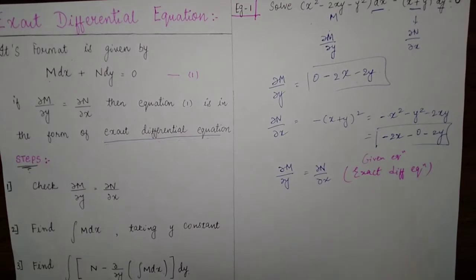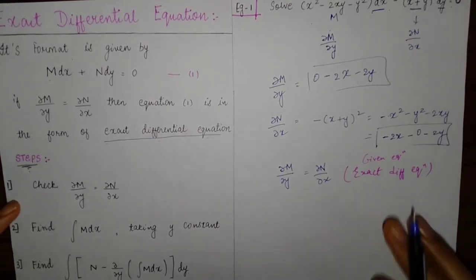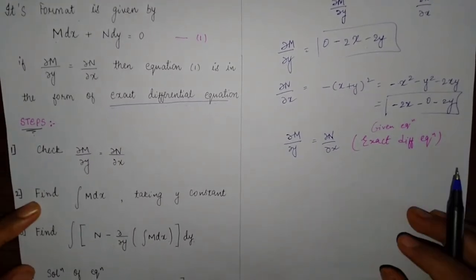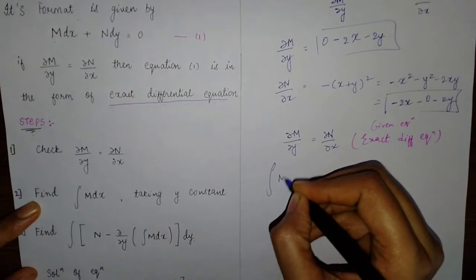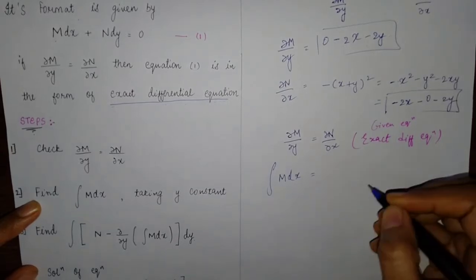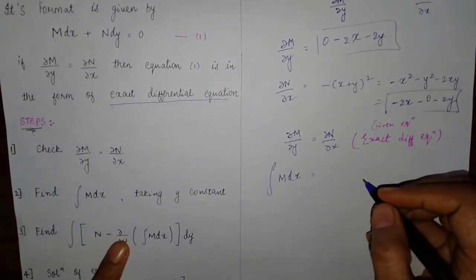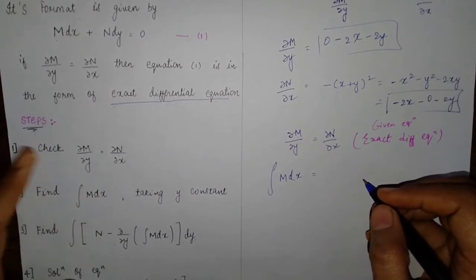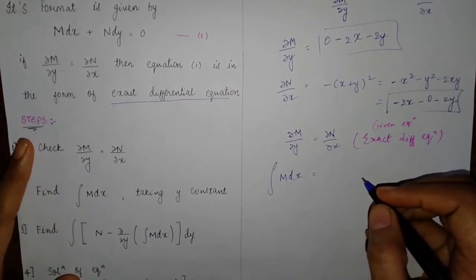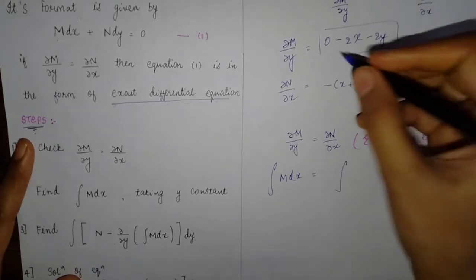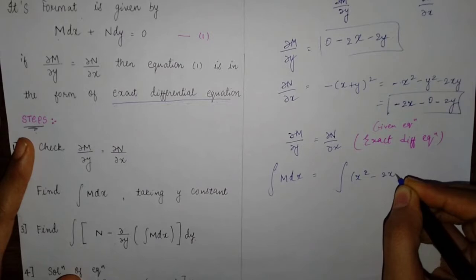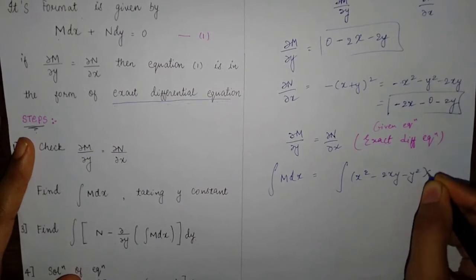Now as it is an exact differential equation, we will follow the steps. Okay, so we checked it. Now we will find integral M dx, and then we will find the next term, and then we will add both these terms. So that will be the final solution of the given equation. So what is our M? M is this: x square minus 2xy minus y square, dx.